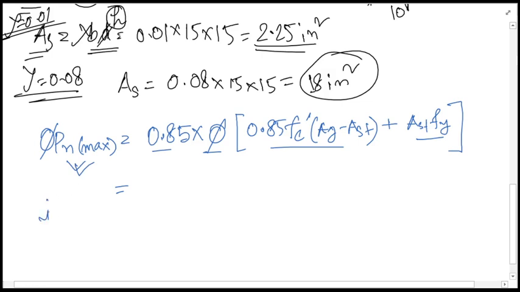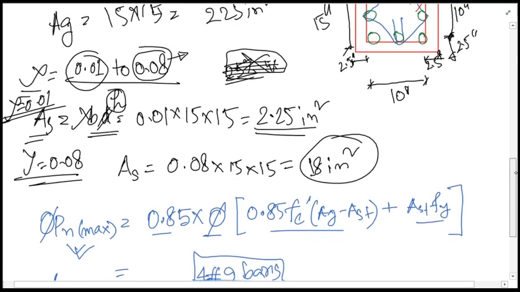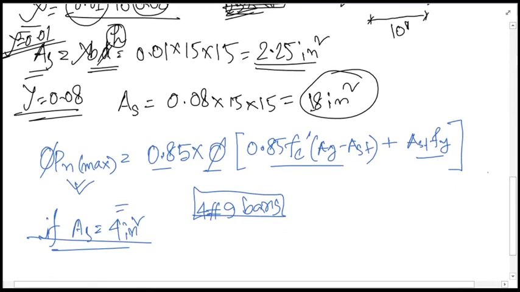So if you use As equals 4 inches square, for example, say if we are using 4 number 9 bars in the 4 corners of the column. In case we know that even in a column number 9 bars are not sufficient, we do not generally use them, but number 9 bars, okay, you can provide.